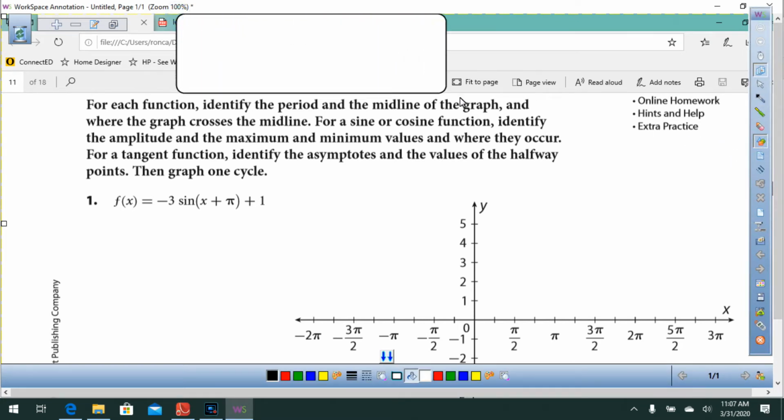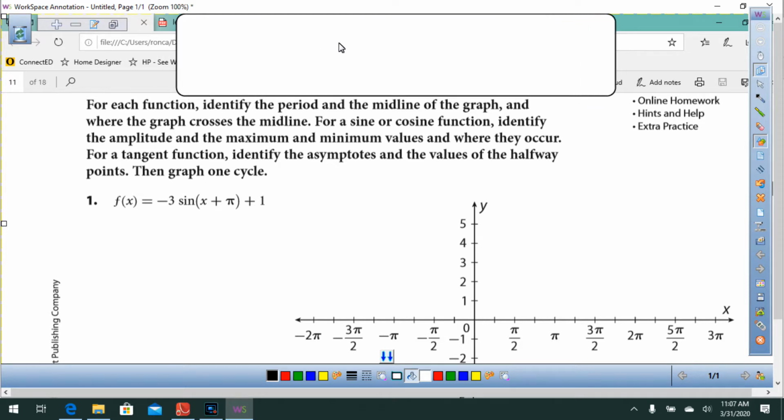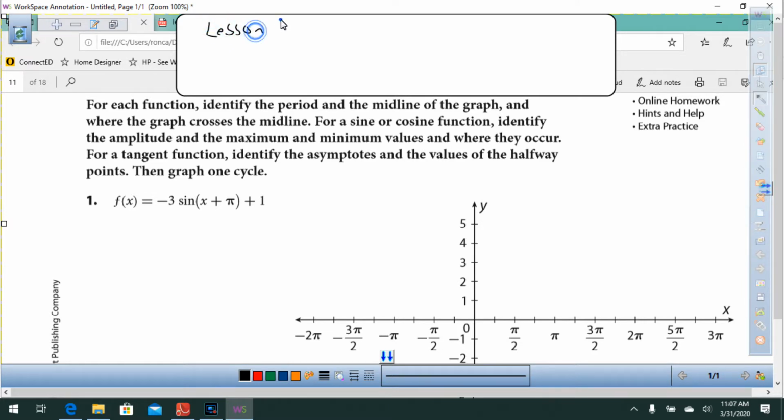Lesson 18.3, and it's page 915. It says, for each function, identify the period and the midline of the graph and where the graph crosses the midline. For a sine or cosine function, identify the amplitude and the maximum and minimum values where they occur. For a tangent function, identify the asymptotes and the values of the halfway points. Then graph one cycle. So let's take a look at this.